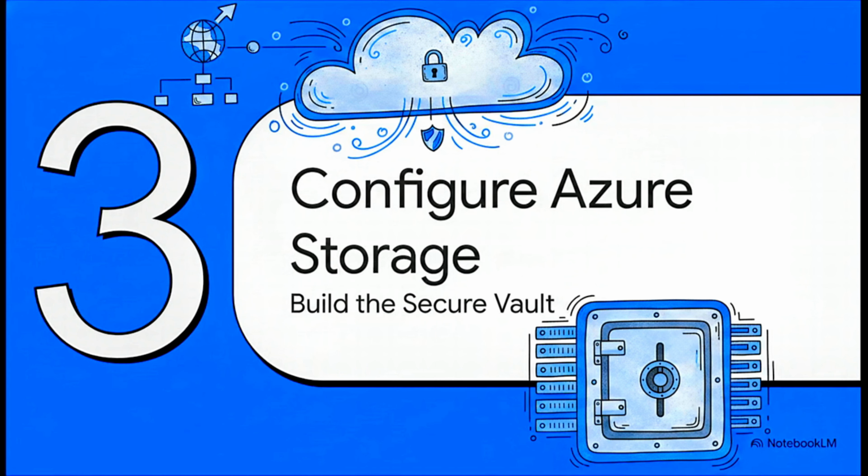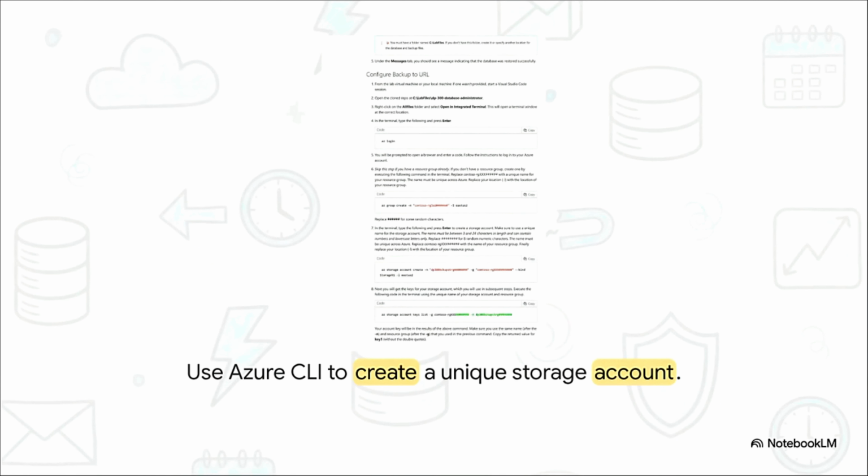All right, Section 3, configuring Azure storage. Local database is fully restored, so now we shift over to the cloud infrastructure side to build our secure vault. Instead of clicking around the Azure portal all day, we're going straight to the Azure CLI right inside the VS Code integrated terminal. You'll run az login to authenticate, and then you'll create a highly specific resource group and storage account.